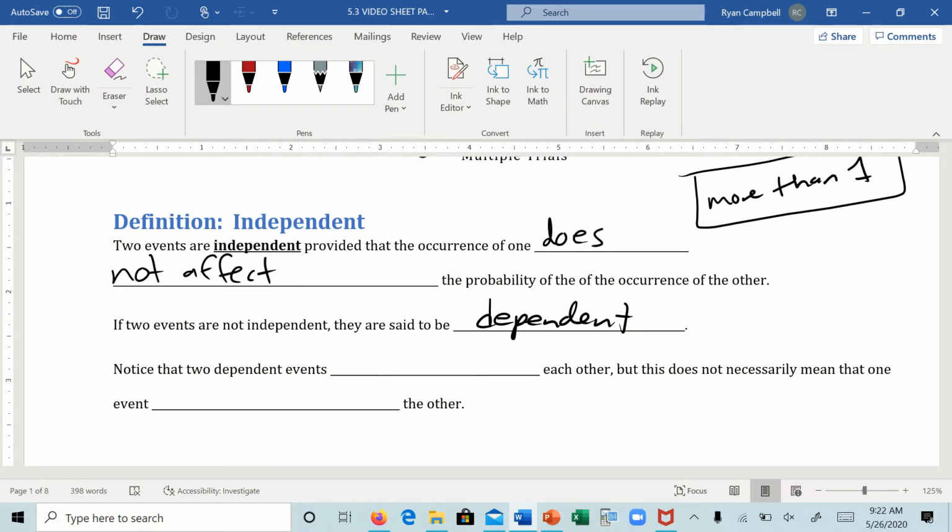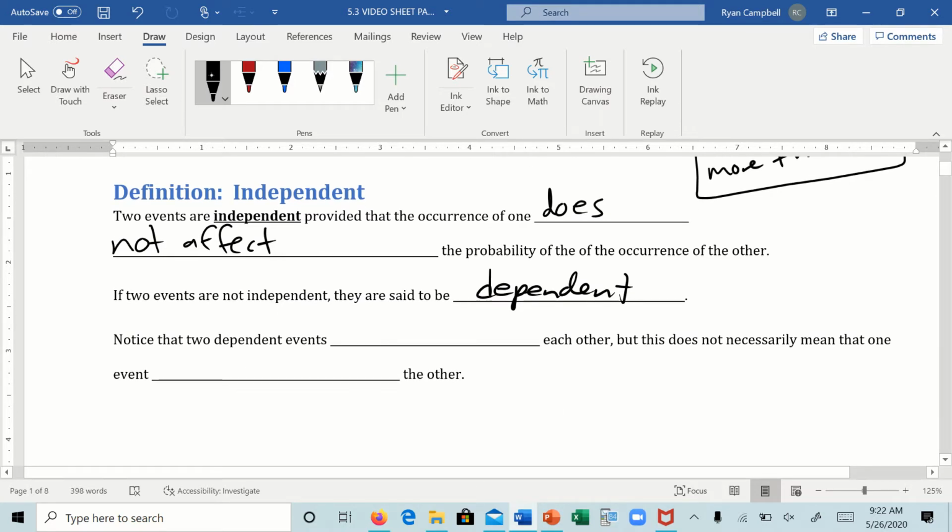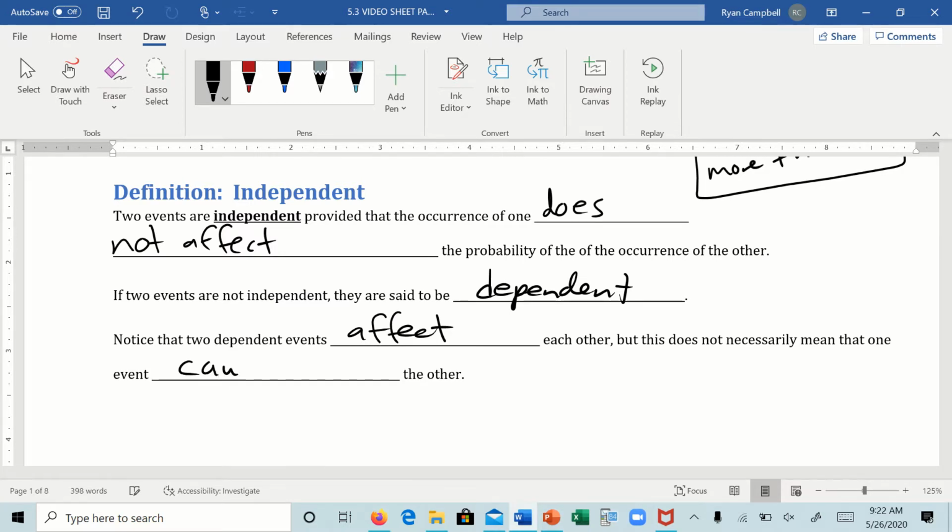All right, so independent means that one does not affect the probability of the other. Dependent means that it does. So notice that just because two events affect one another, it does not mean that one causes the other. Just because the probability is affected, it doesn't mean that one event will cause another event to occur. And we'll see some examples later on.